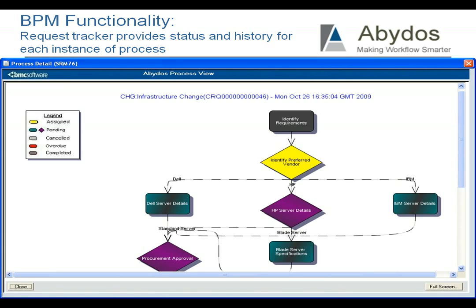Also, we have included in the demonstration today the Abydos Request Tracker product, which comes along with Abydos Designer. This is something that you can use to find out where you are within a given process. So you'll get a graphical view, showing which tasks have been completed, which ones are currently assigned, and which ones are outstanding. So a very useful tool for the end users to get to grips with.